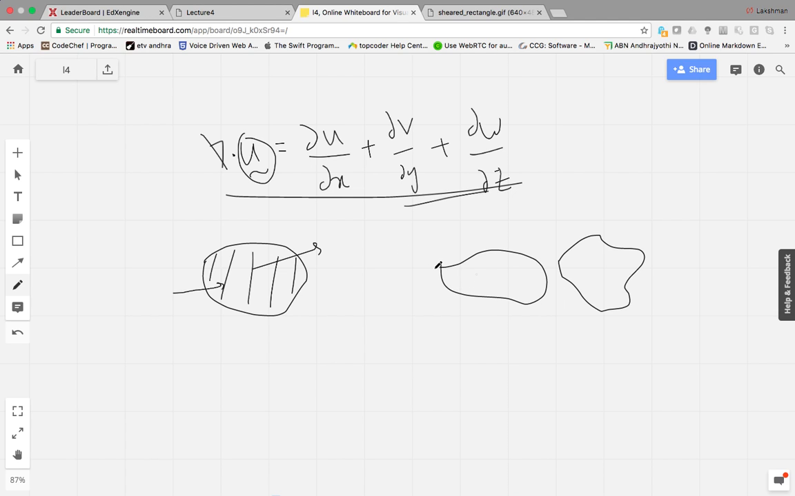So physically, the divergence of velocity means the change in the volume of this particular control volume while it is undergoing the fluid flow process. That is the physical meaning that you can see, and mathematically, you know this one, this is a direct definition.